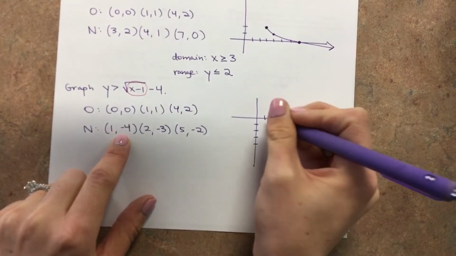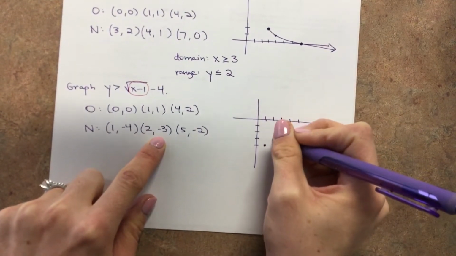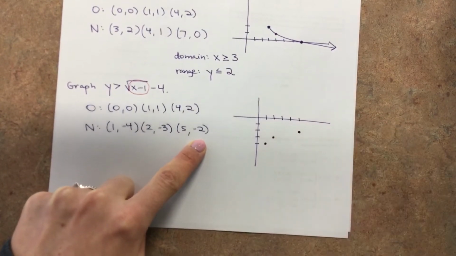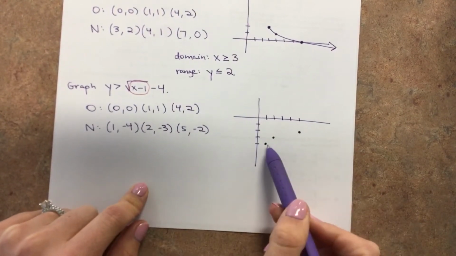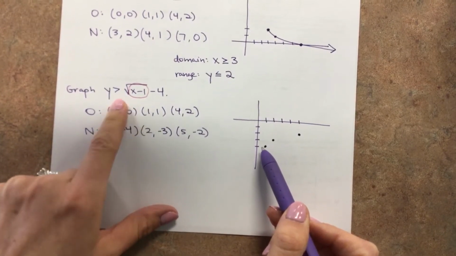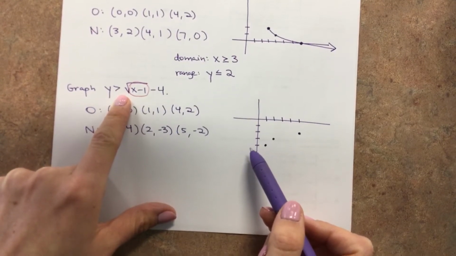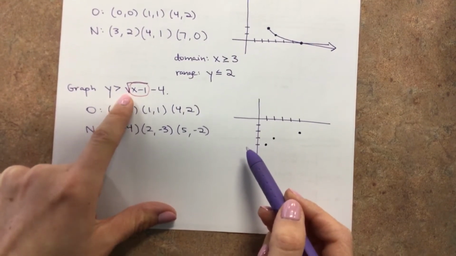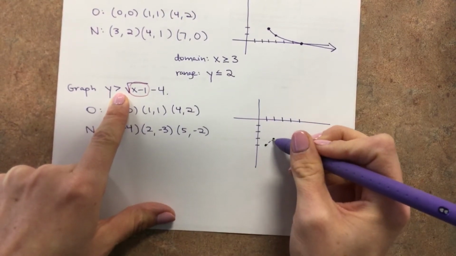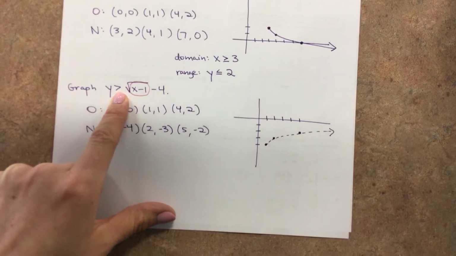So first point is 1, negative 4, 2, negative 3, and 5, negative 2. So we've got these 3 points. Remember, just like the equations, you don't go beyond this point off to the left. With an inequality, you have to check to see if you have the or equal to, because the or equal to would make it a solid line. If you don't have the or equal to, like in this example, it would make it a dotted line. So without the or equal to, we are going to have a dotted line here. So it'll look like that and go off to the right.